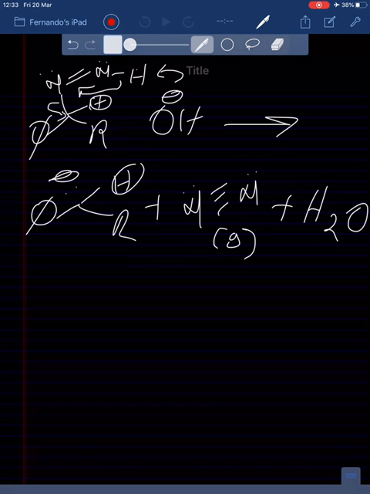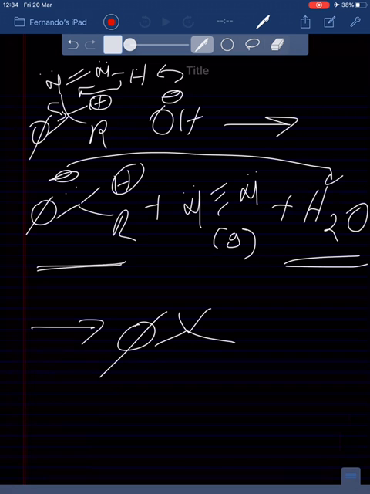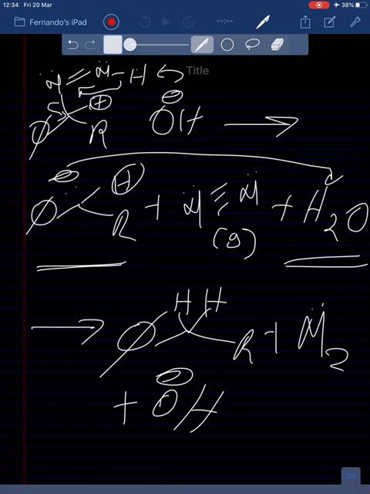So what do you think is going to happen? Well, we have a carbanion, which is a powerful base. We have water, and we need to recover our KOH. So very simple. This is going to perform an acid-base reaction. Good. And what we will have is our compound plus nitrogen gas, and we recover our catalyst.